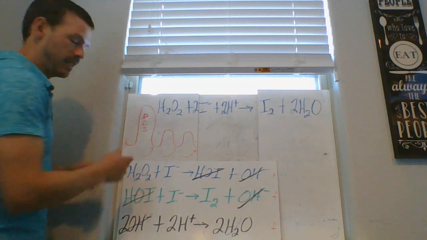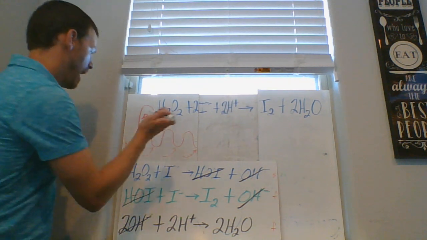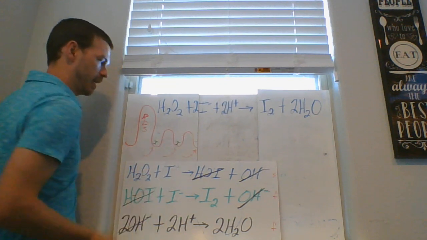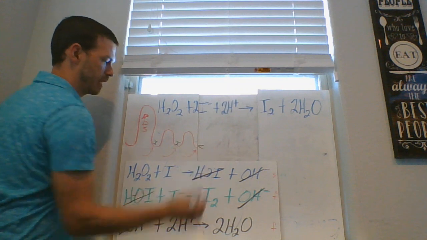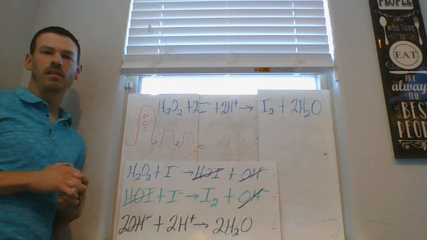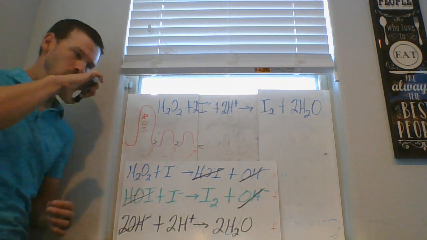Now, intermediates are the names of the items that are used up at the end of steps. These are where intermediates can exist, and this is where catalysts can exist. Catalysts are items that are used up in the very, very last step of the reaction.